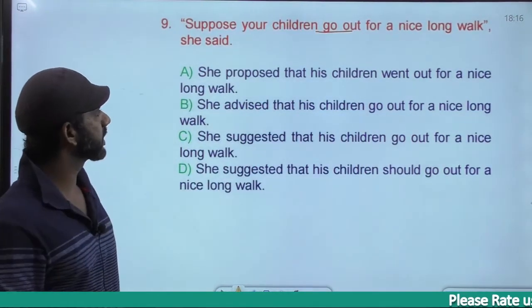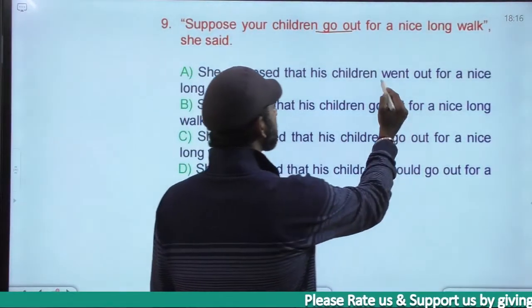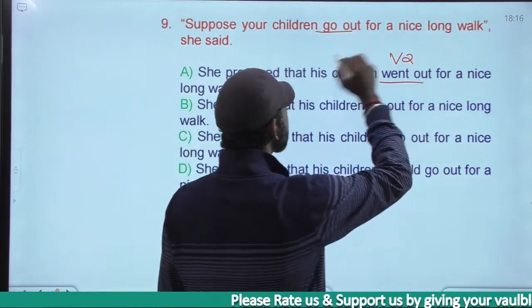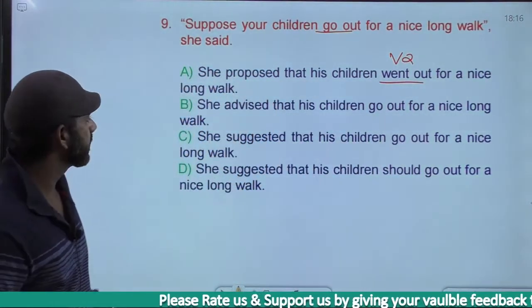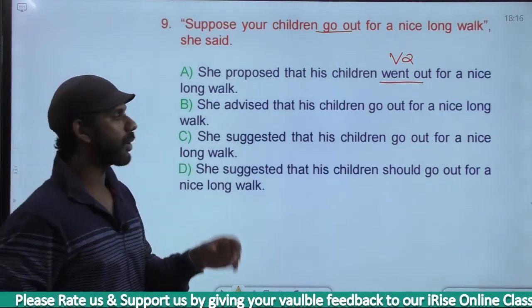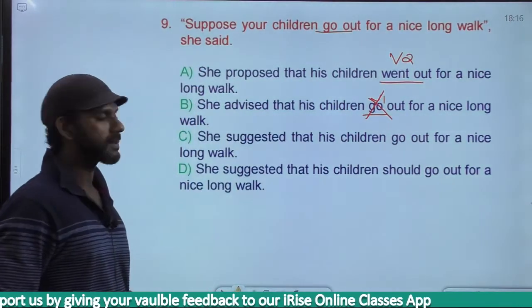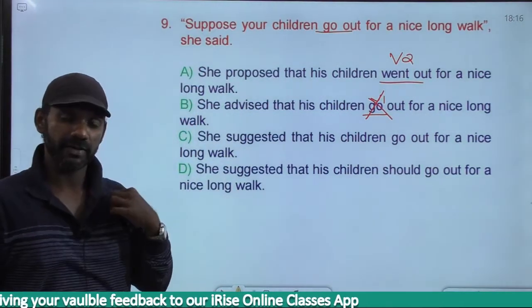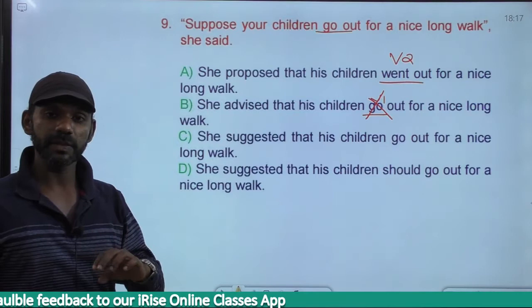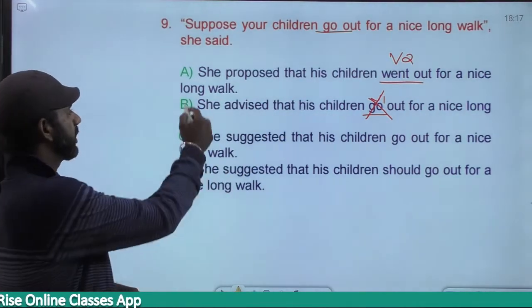Come to option 1 once again. She proposed that his children went out for a nice long walk. Subject plus V2 is simple past, must be considered. Come to option B. She advised that his children go out. Go is V1 simple present, V1 simple past. One more reason. Advise means imperative. An imperative sentence in the indirect speech must be in the infinitive form. This is not in the infinitive form, eliminated.